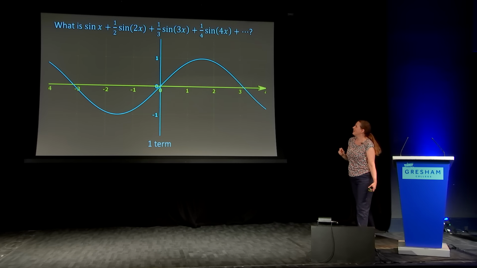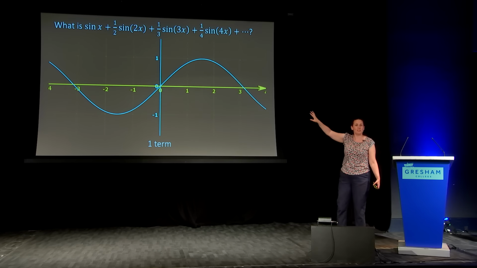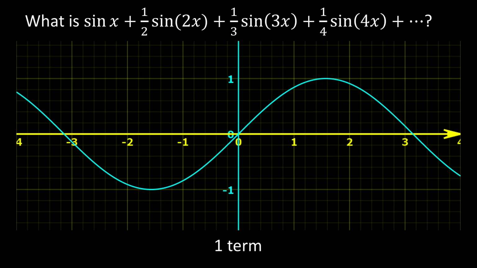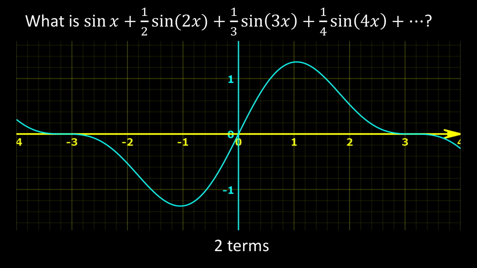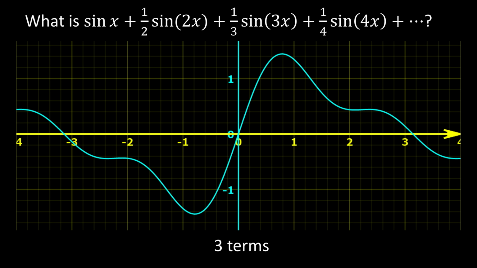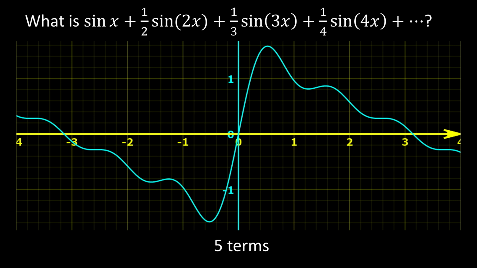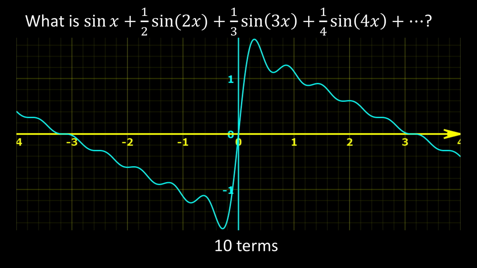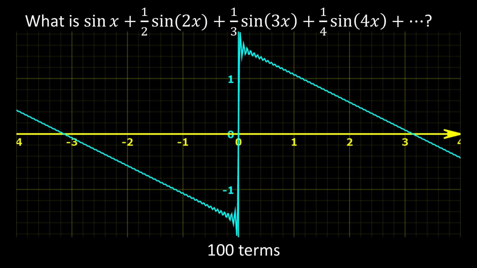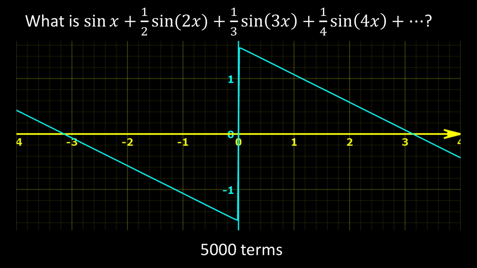Just do one more. I had all the odd numbers there. Let's just have all the numbers 1, 2, 3, 4, and so on. So I'm adding sine x to half sine 2x to a third sine 3x, and so on. So we'll start with 1 term, 2 terms, 3 terms, 5, and it's getting sort of wigglier and wigglier. 10, 100, and let's go all the way to 5,000 straight away. 5,000 is essentially infinity if you're doing these things.